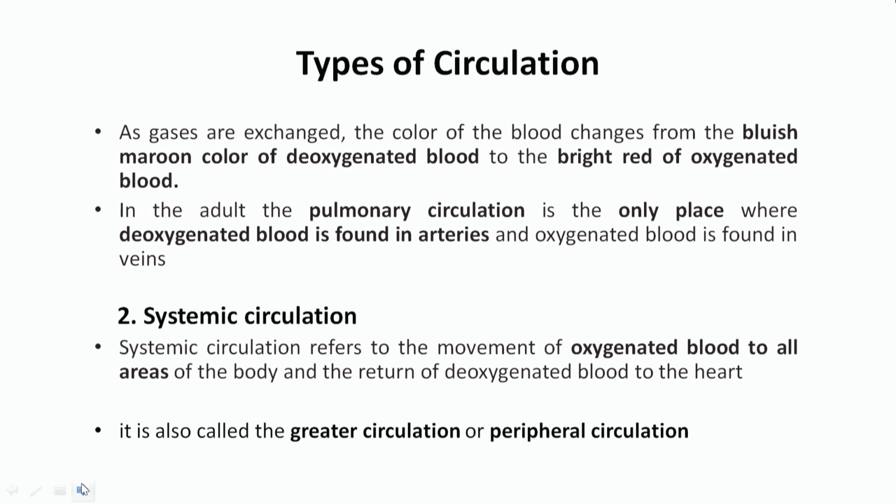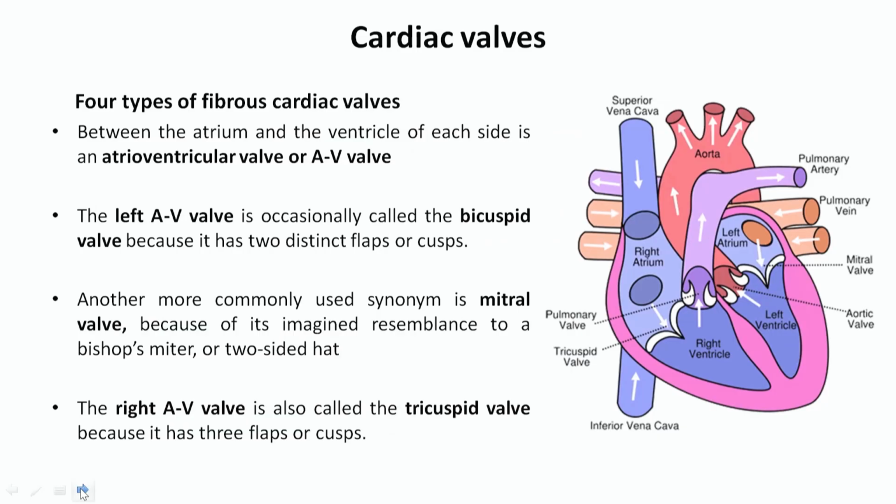So systemic circulation means once the blood is pumped from the left ventricle, it will go to all body parts, that is the oxygenated blood. It will be distributed to all body parts, and after the distribution, once the oxygen has been metabolized, the deoxygenated blood comes into the right atrium. So that is called systemic circulation. It is also called greater circulation, or peripheral circulation.